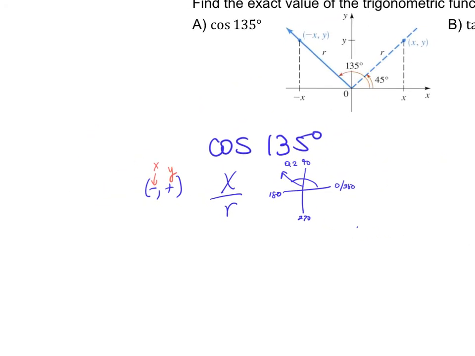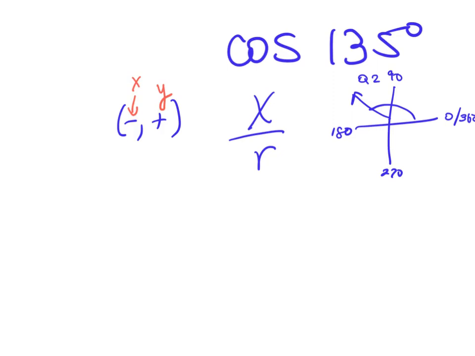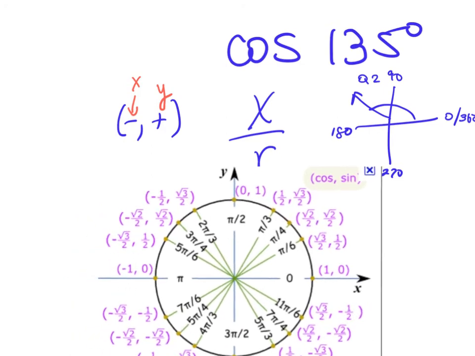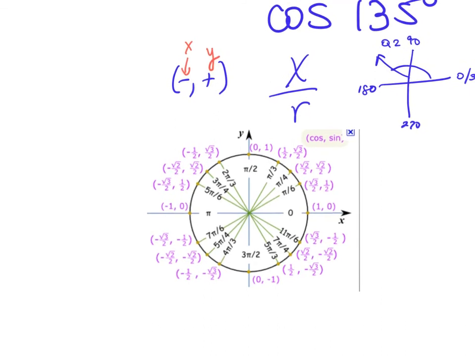So what is our reference angle for 135? It's 45. It's 180 minus 135, which gives me 45 degrees. But I'm going to do this without reference angles. I'd rather use the unit circle. Not that it's going to make it any easier for you, but we're going to solve this without reference angles.